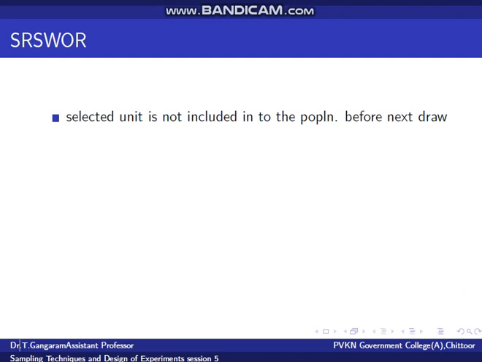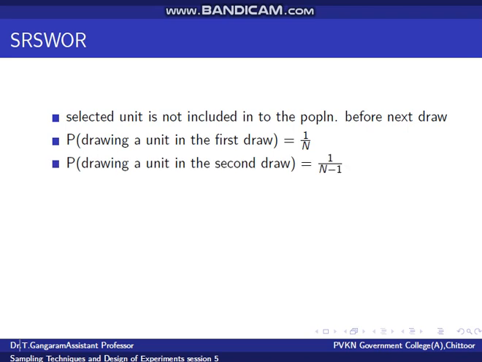Next, simple random sampling without replacement. If the selected unit is not included into the population before the next draw, then that type of technique is called simple random sampling without replacement. Here, the probability of drawing a unit in the first draw is 1 by capital N. Look here, the probability of drawing a unit in the second draw is equal to 1 by capital N minus 1.